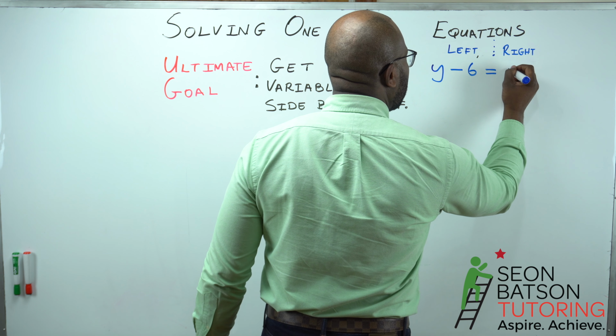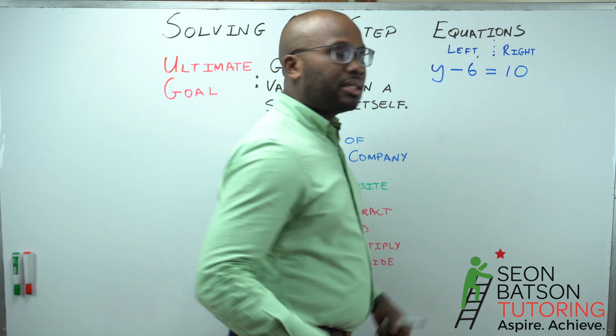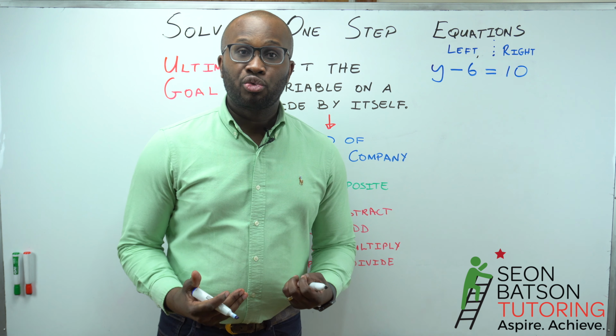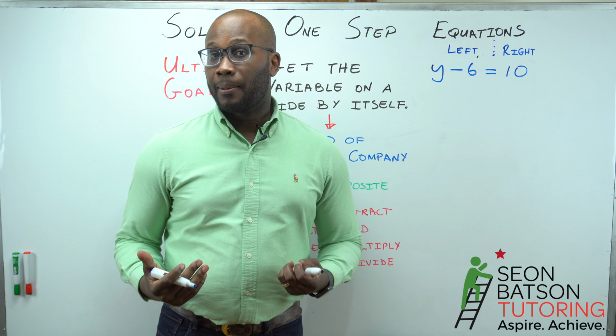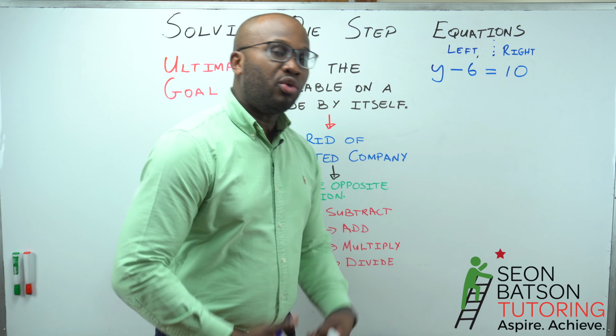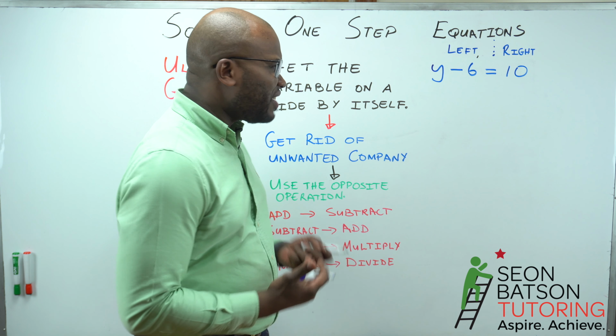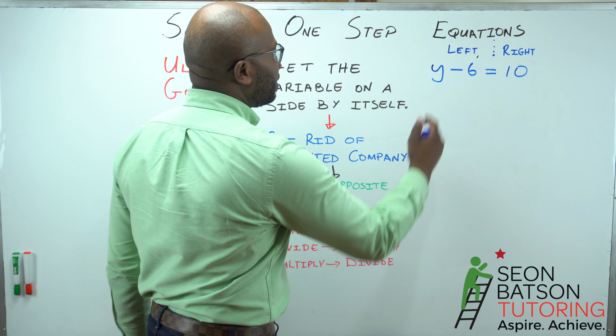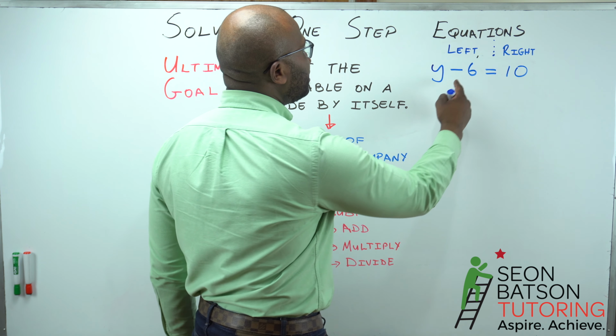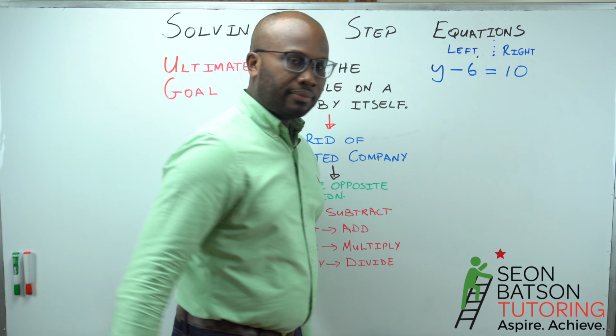And to get the variable by itself, we will have to get rid of an unwanted company. To get rid of the unwanted company, we use the opposite operation. Very simple. All right. This example here, we have y take away 6 is equal to 10.